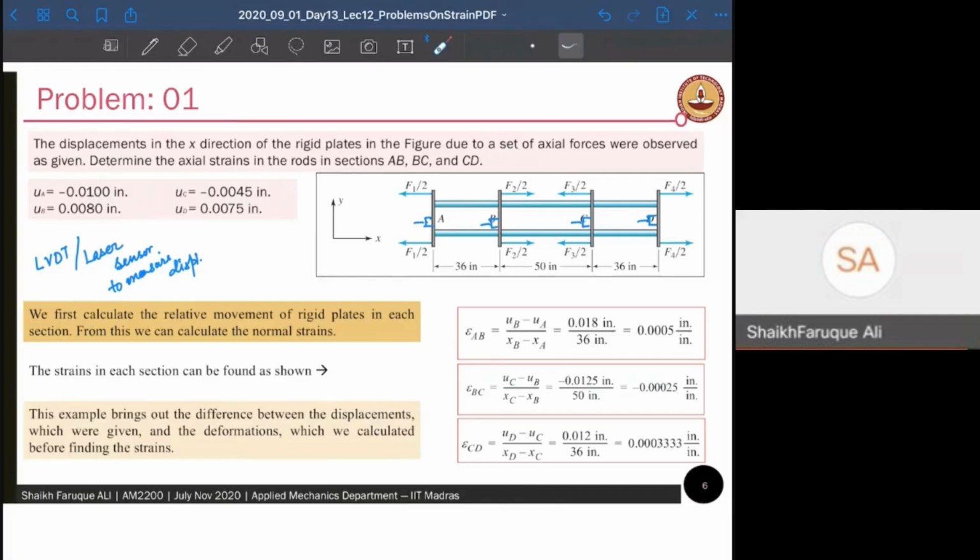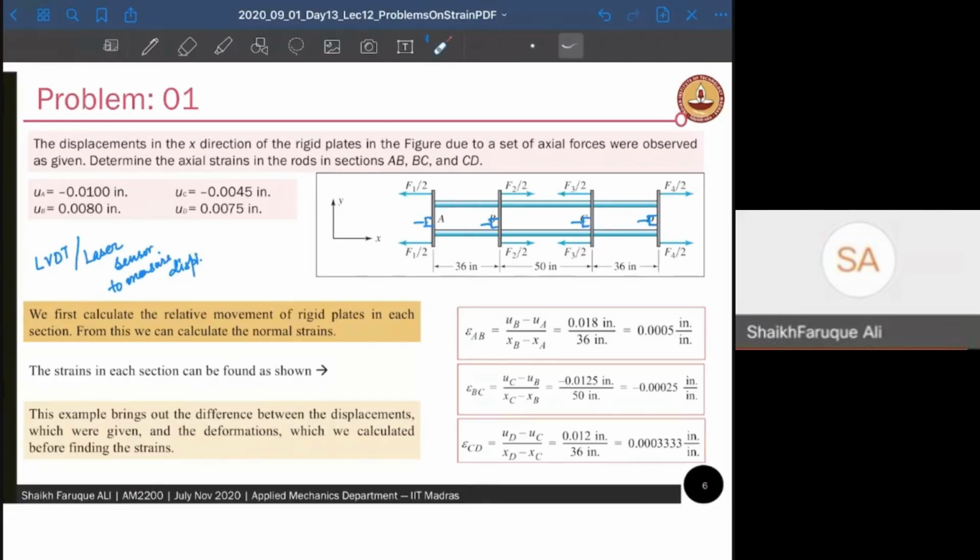The strain will be the elongation in AB divided by its original length. The original lengths are given here, 36, 50, and 36. So you need to find the deformation, how much deformation it has gone through, and then divide it by the original length. How are you going to find the deformation? The displacement at A and the displacement at B, you need to subtract them. Once you subtract them, you get the deformation between A and B, and then you divide by the length of AB, you get an average strain between AB.